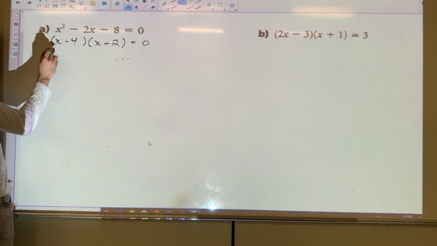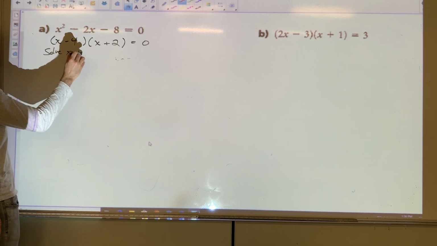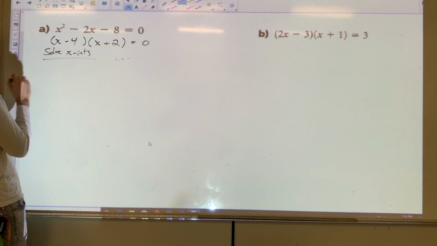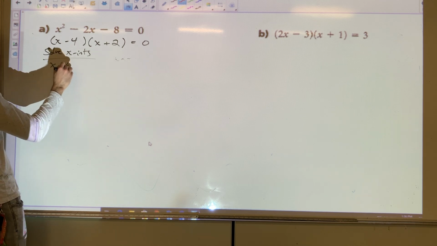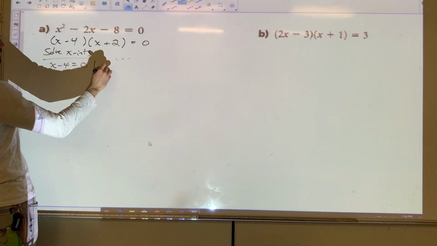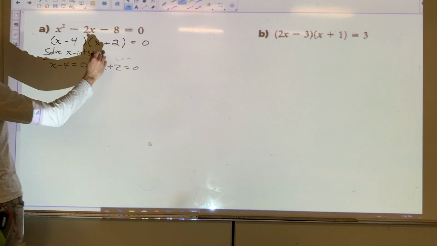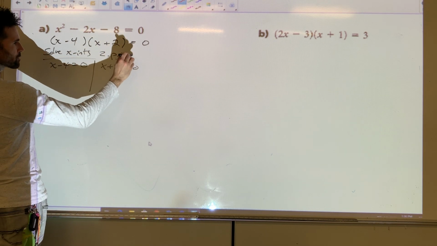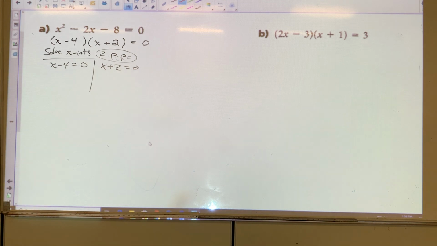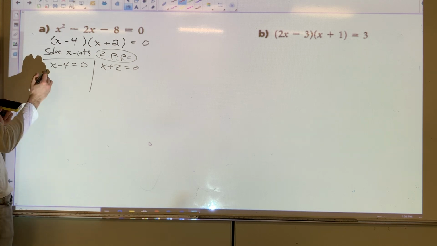Right, now solve your x-intercept. So take each factor, so each binomial, set it equal to 0, and solve for x. So that is the zero product property, ZPP is what I call it. Sometimes in grade 12 pre-calc it comes up as a theory question. So just keep that in the back of your brain tank.